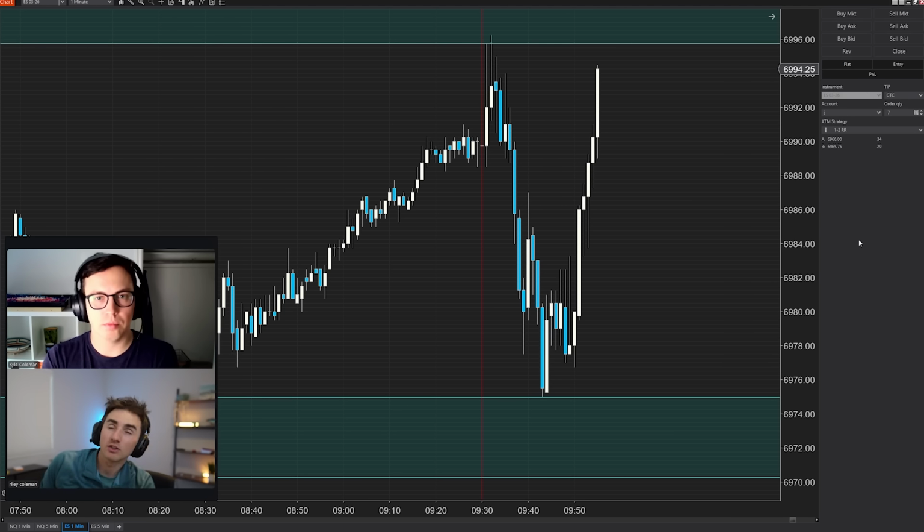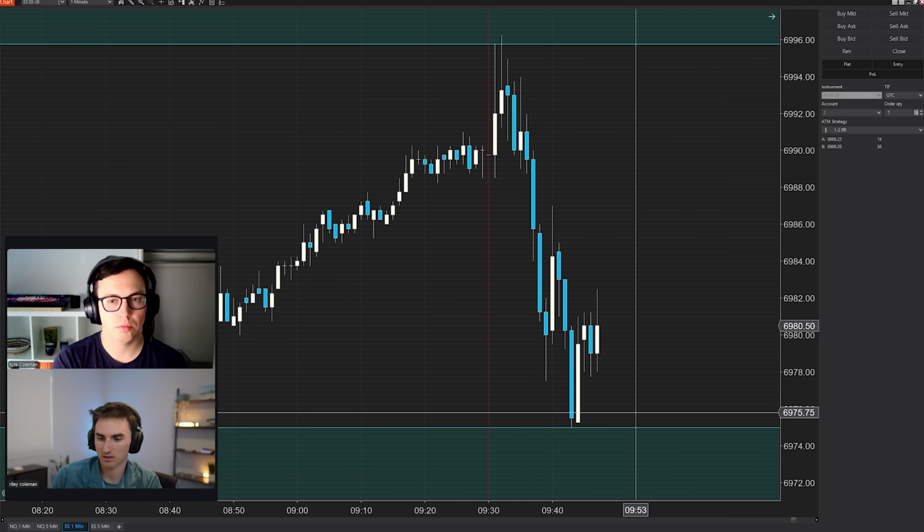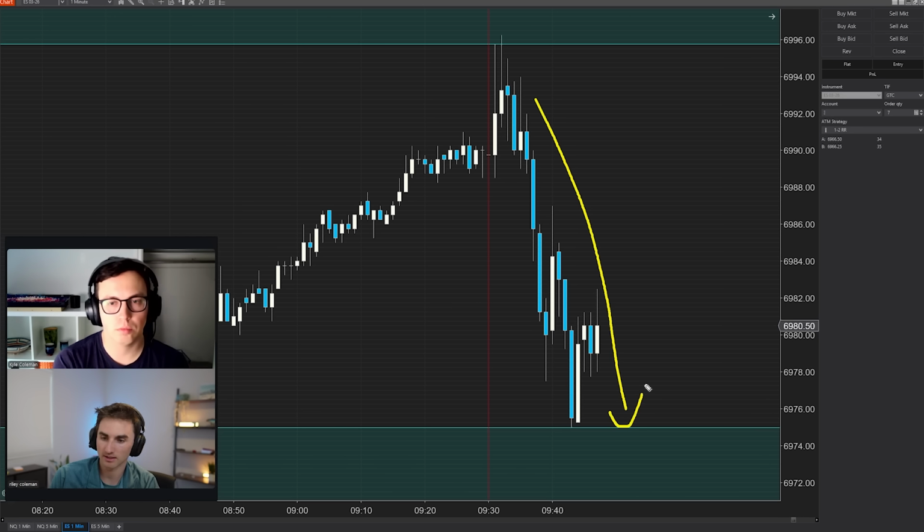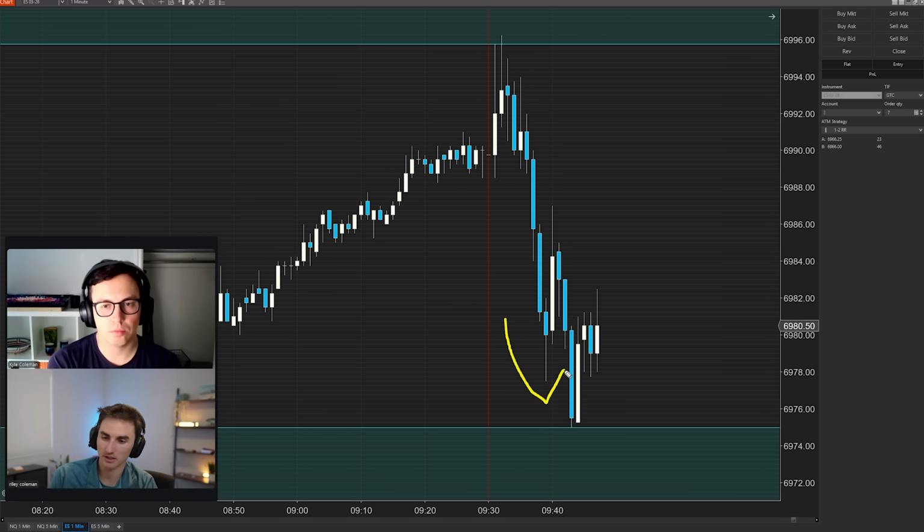Another thing I think too is trying to think, for this example, okay, as it's coming down to this area, it's still clearly in a move down.